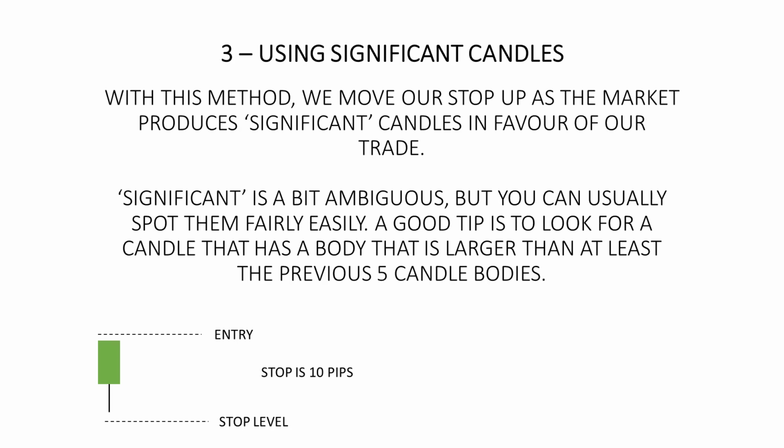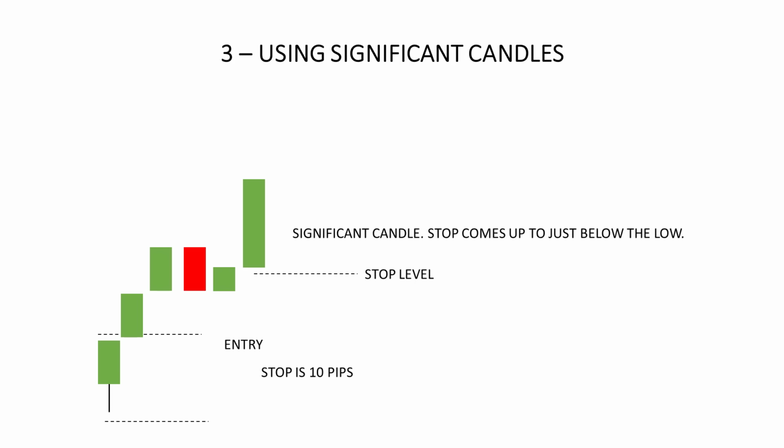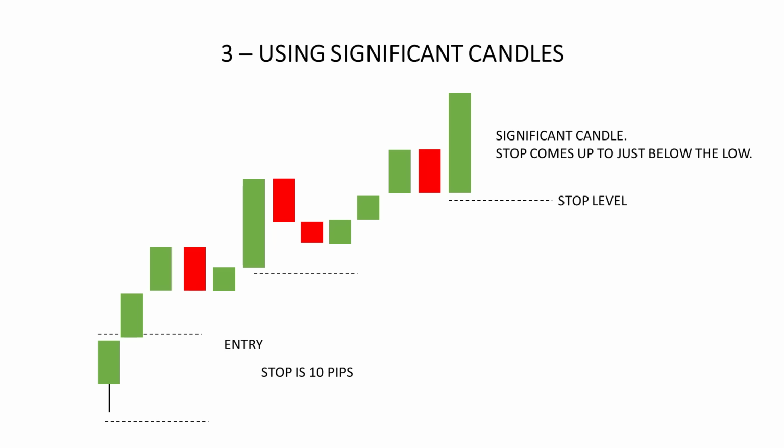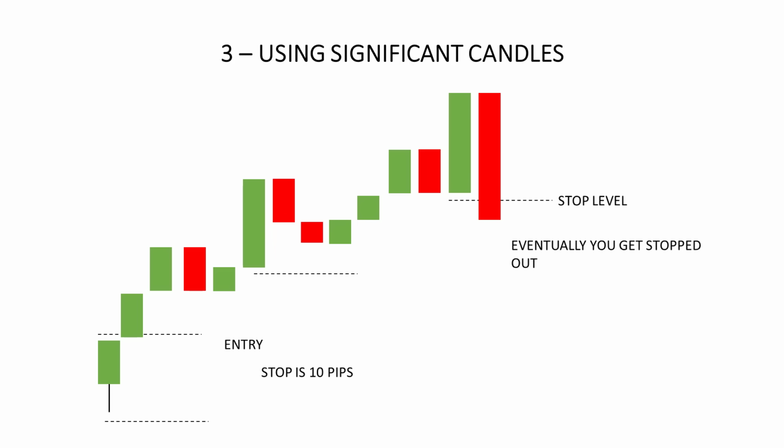With this method, we move our stop up as the market produces significant candles in favor of our trade. Significant is a bit ambiguous, but you can usually spot them fairly easily. A good tip is to look for a candle that has a body that is larger than at least the previous 5 candle bodies. Here we see a significant candle, so our stop comes to just below the low of the candle. We wait for the next significant candle, and then the stop comes up to just below the low. Eventually, you get stopped out.